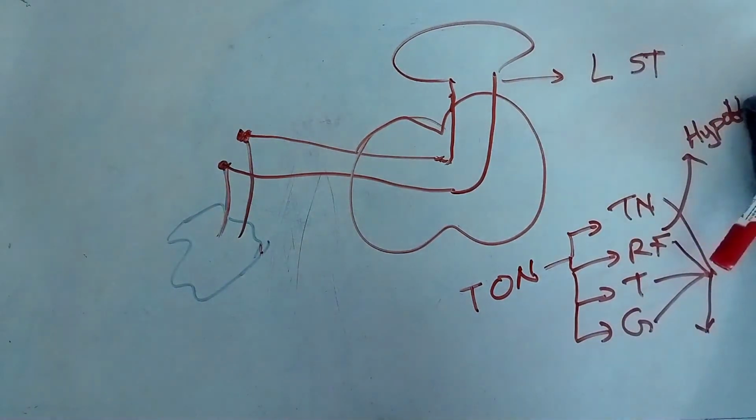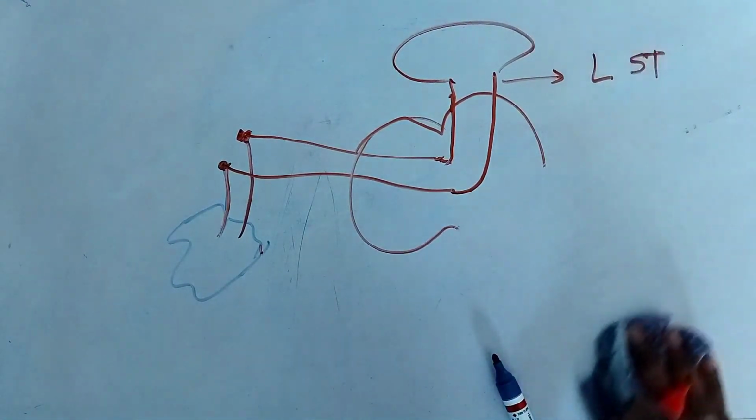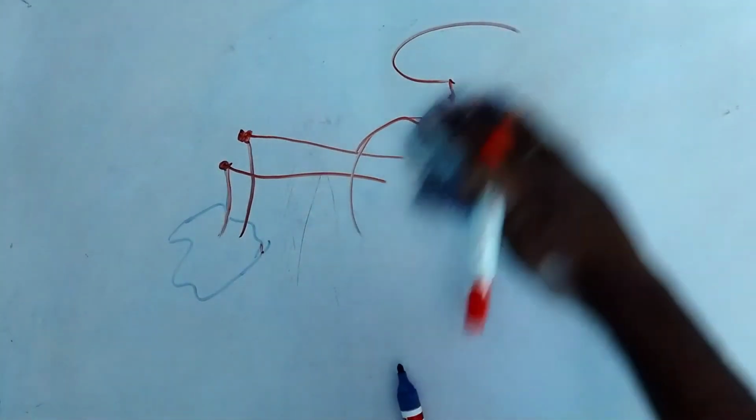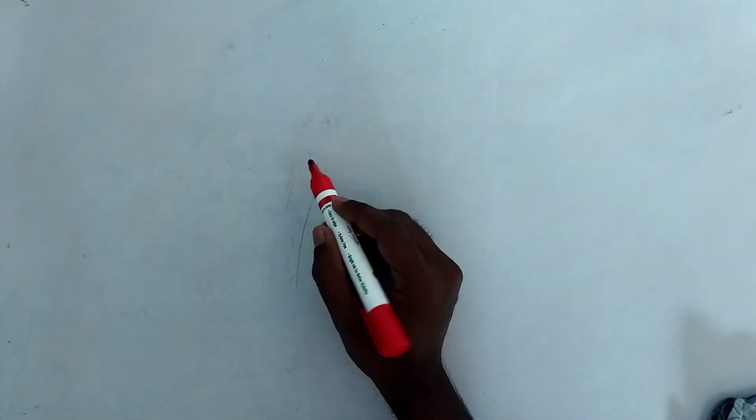I repeat again. Pain from skin enters the first order neuron, then the second order, then the third order, then the medulla, then the pons, and then the midbrain. These are the pain pathways of skin.